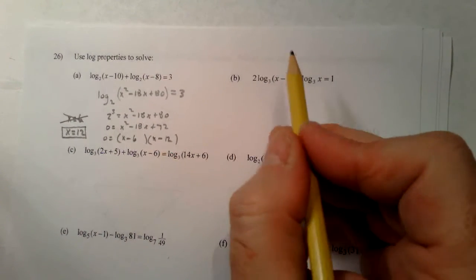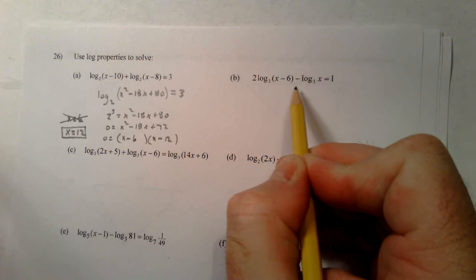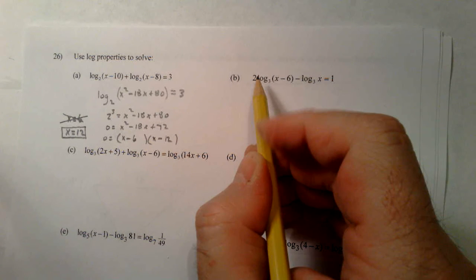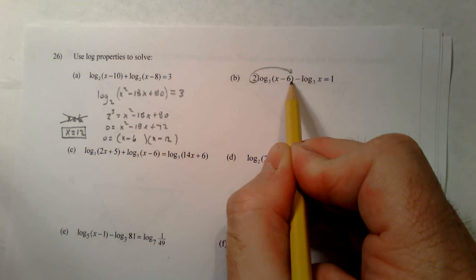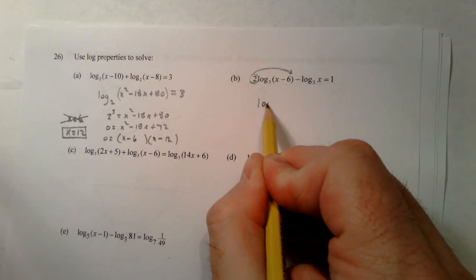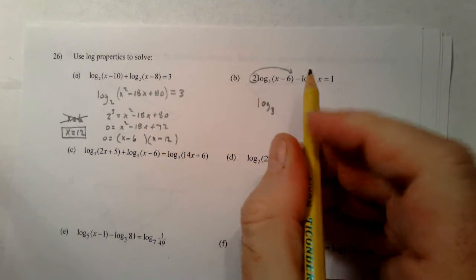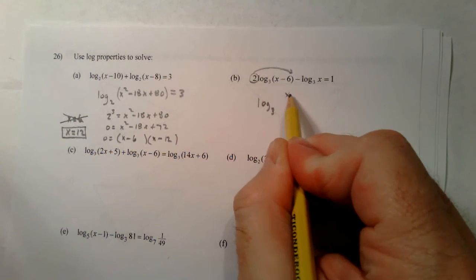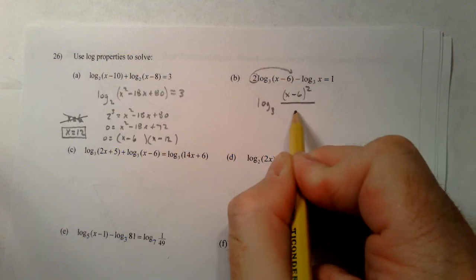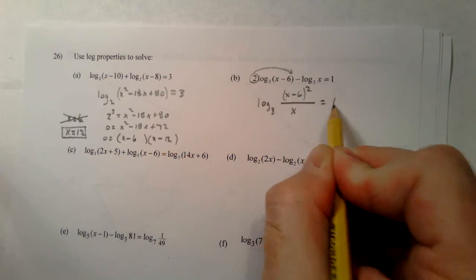B. All right, we have 2 logs that are separated by a minus sign, and we've got this extra 2 floating around out here. So I'm going to move this 2 back to the exponent of the x minus 6, and I'm going to combine these 2 logs now with division. 2 logs becomes 1 log. I got x minus 6, which is going to have a squared next to it, goes on top of the x, and the 1 I just bring down.